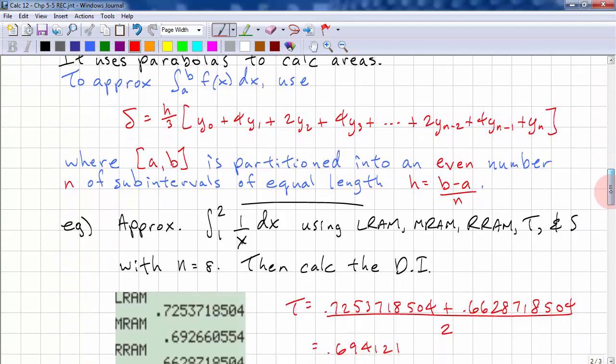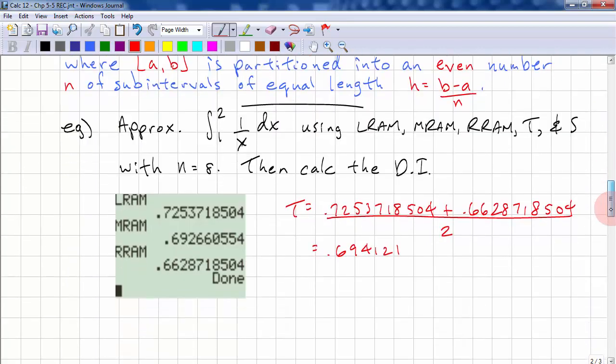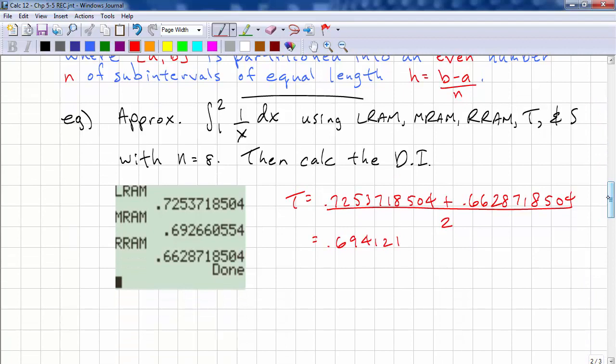So let's do this approximation. We'll start off with our old approximations. We're going to integrate 1 over x, and we're going to use LRAM, MRAM, RRAM, T, and S with n equal to 8. And then we're going to just calculate the definite integral. So you know how to do this, so I'm not going to explain this again.